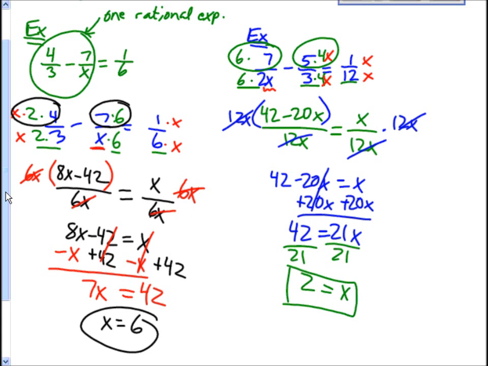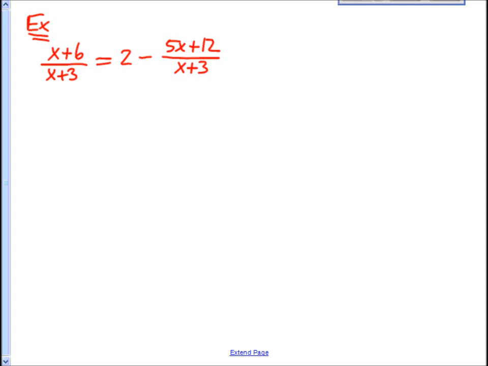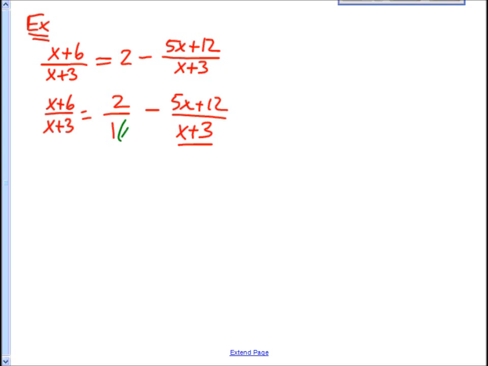Now let's do one where you actually end up with an extraneous solution. So let's go to this one: x plus 6 over x plus 3 equals 2 minus 5x plus 12 over x plus 3. The right-hand side needs to be one rational expression, so we have to combine those. Right now it's just 2 over 1, whereas this one has that x plus 3 right there. So we have to give this an x plus 3. And you notice the left-hand side of the equation already has the common denominator of x plus 3.